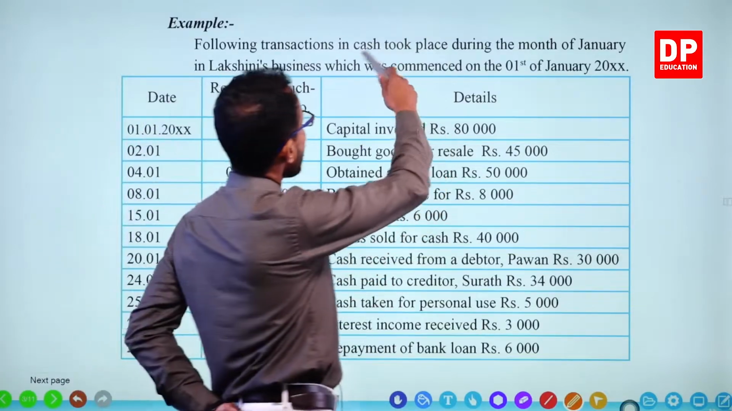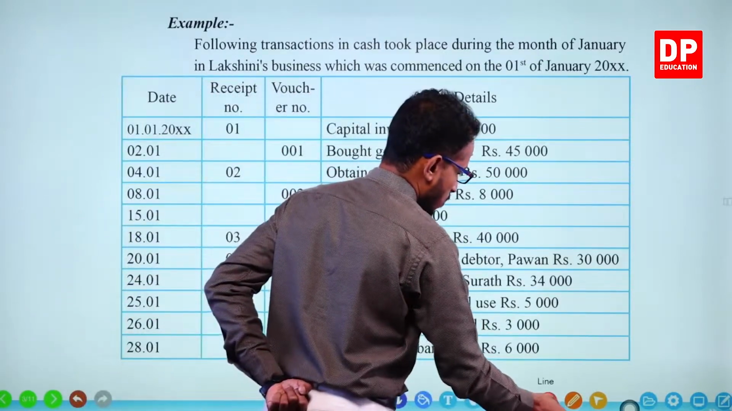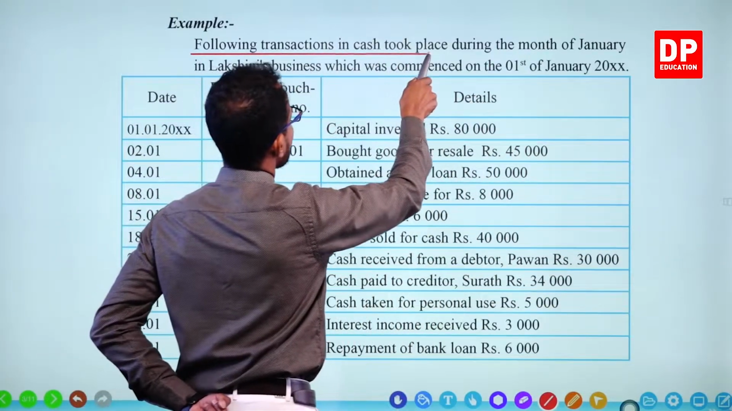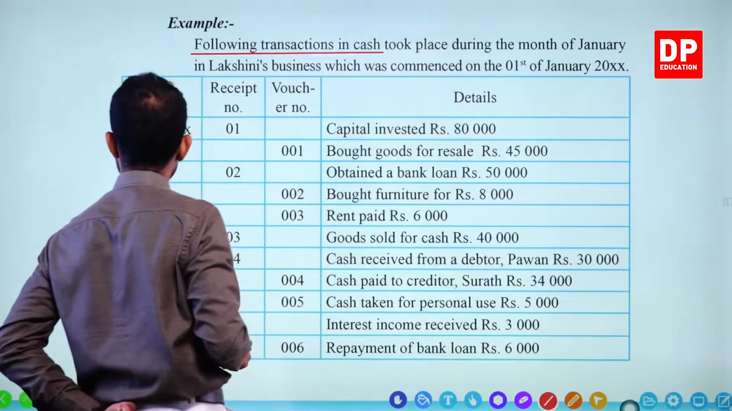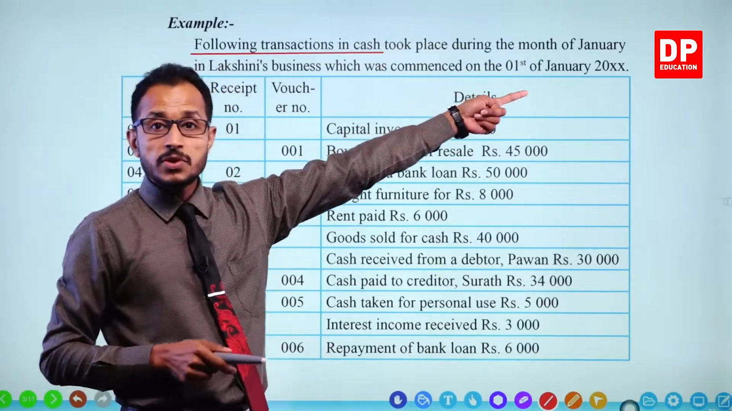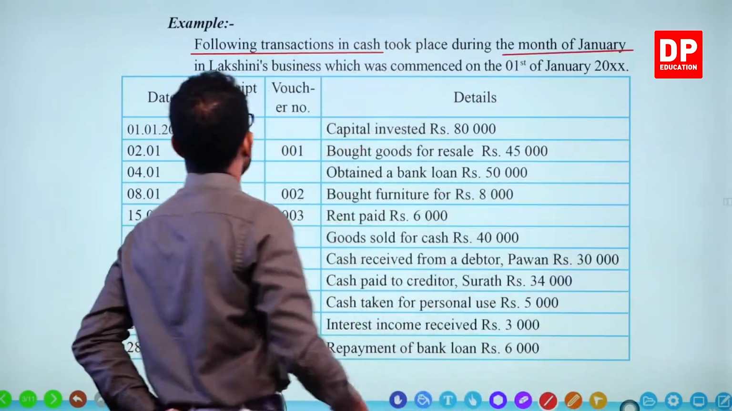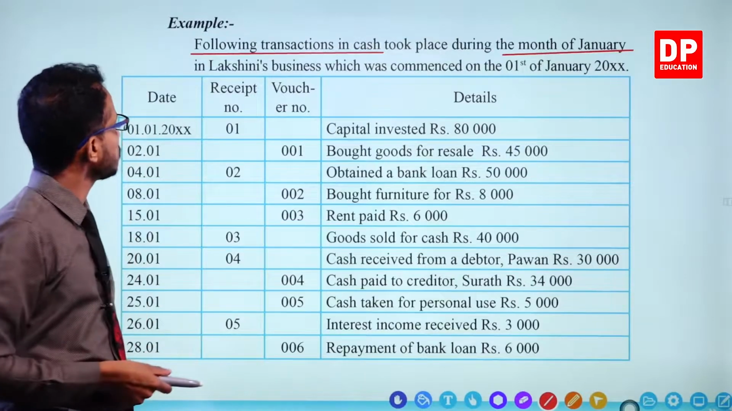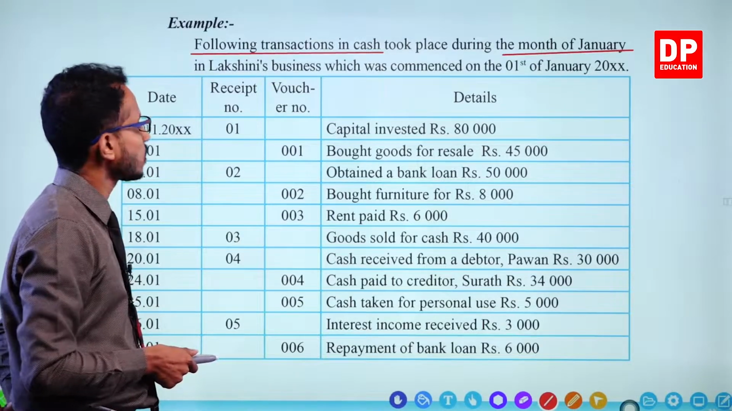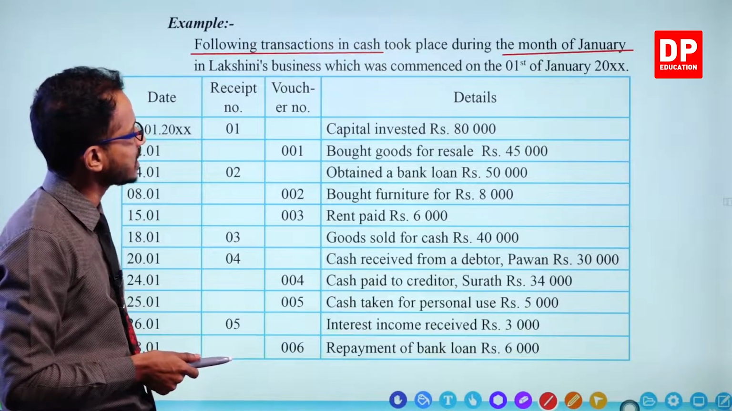Following transactions in cash took place during the month of January. If the transactions have occurred in cash, which means if the transactions are cash transactions, we have to record them in the cash book for the month of January. In Lakshmi's business, it's a nice name, Lakshmi's business, which was commenced on 1st January.